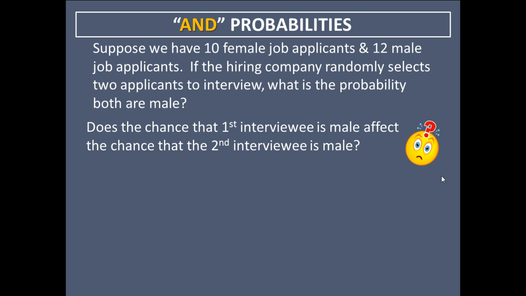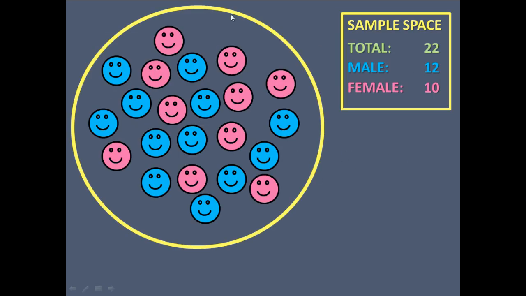To do this, let's take a look at our entire sample space, so 10 female applicants and 12 male applicants. So here is every possible applicant we're talking about, our 10 females, our 12 males, giving us a total of 22 applicants. So if I look at the probability that the first applicant is male, and I take him out of my applicant pool, what is the probability that that first individual was male? Well, in our pool we had 12 males and 22 total applicants. So the probability that I select that first individual and that they're male is 12 out of 22.